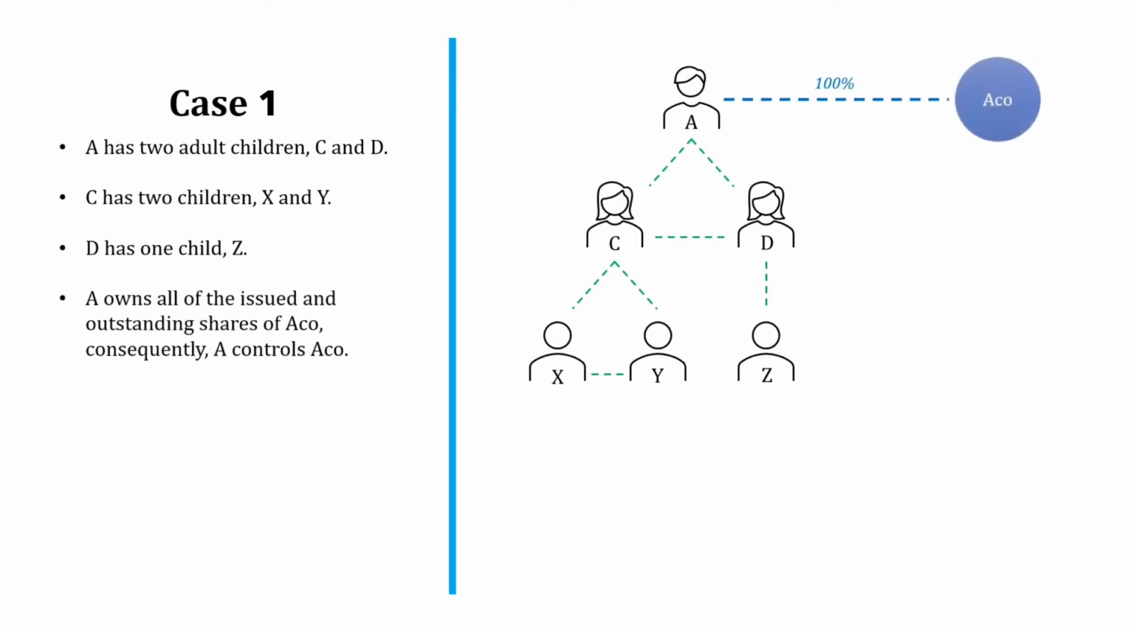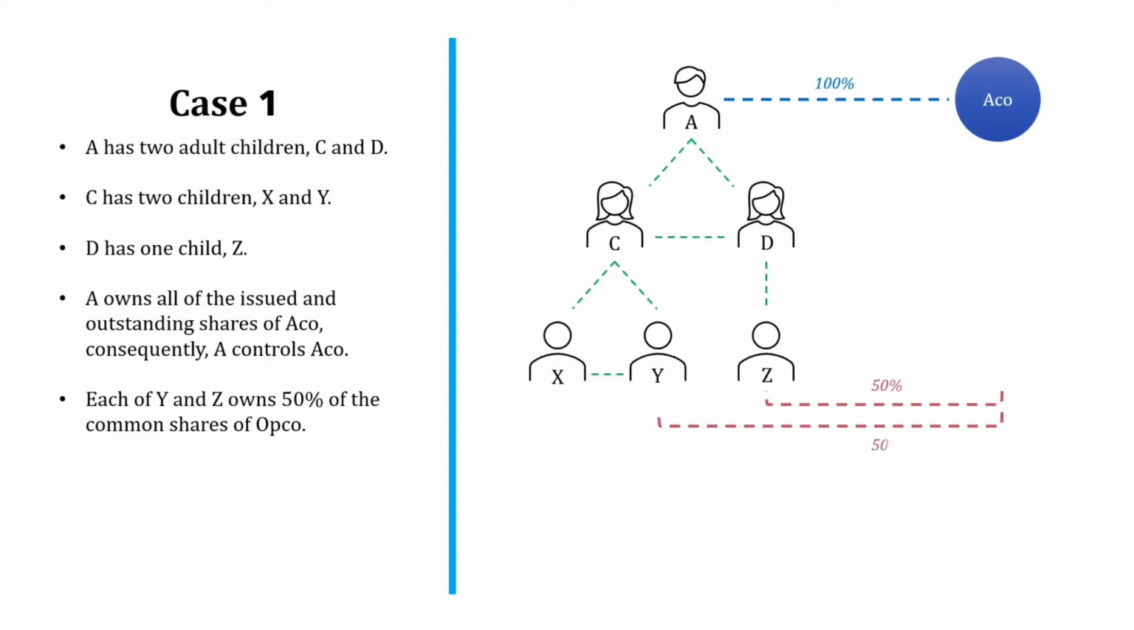A owns all of the issued and outstanding shares of ACO, and consequently A controls ACO. Each of Y and Z owns 50% of the common shares of OPCO. And the question posed to you: are ACO and OPCO related?